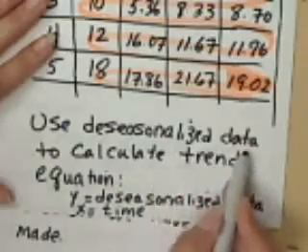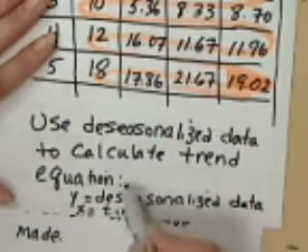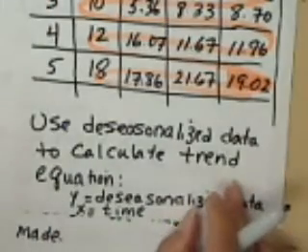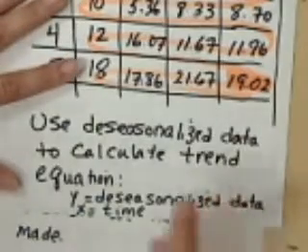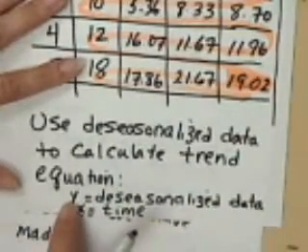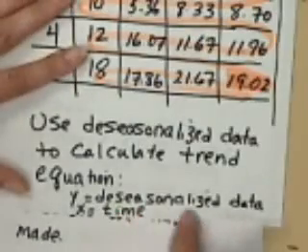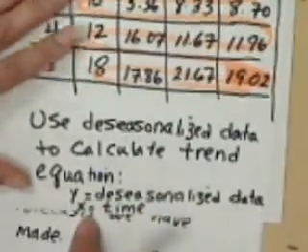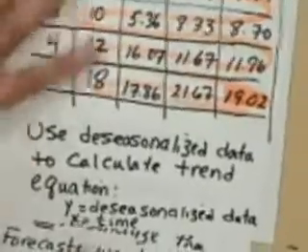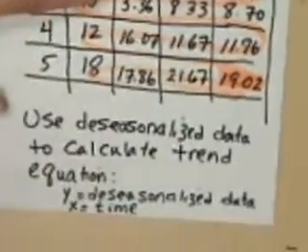Use deseasonalized data to calculate the trend equation, which is what we did, and I showed you what that new equation is. And how do we do that? Our y, or our variable to be predicted, is the deseasonalized data, and x is time.